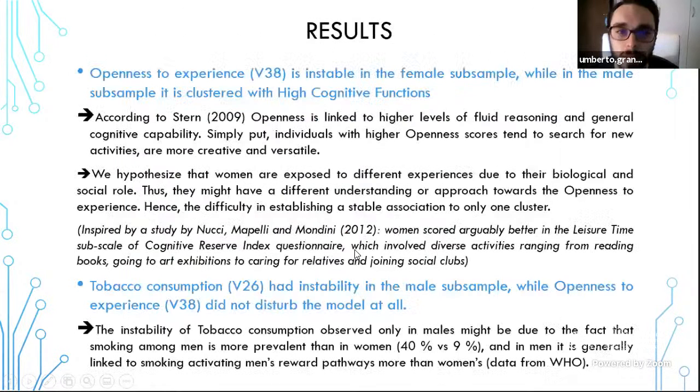Then we tried to analyze such results considering the previous literature, and we found that indeed openness to experience is linked to a higher level of fluid reasoning and general cognitive capacity. And in fact, it is also related to aspects of the so-called cognitive reserve. And that's why maybe we found that for males, especially, variable 38 was inserted in the model, not excluded, as in the female one. While the problem of tobacco maybe is related to the idea of men smoking. So maybe the people, while answering the questionnaire, were more prone to cover their intentions. We found that also.